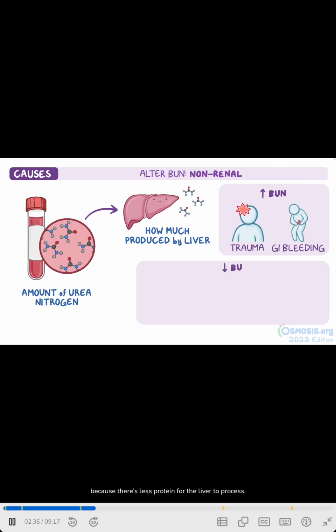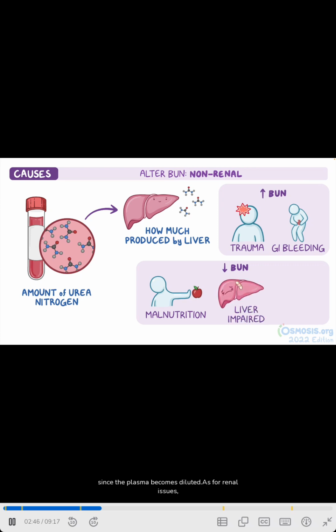Conversely, the BUN will decrease in conditions like malnutrition, because there's less protein for the liver to process. It will also decrease if the liver is impaired, since the liver isn't able to metabolize the available protein, and in conditions of fluid overload, since the plasma becomes diluted.